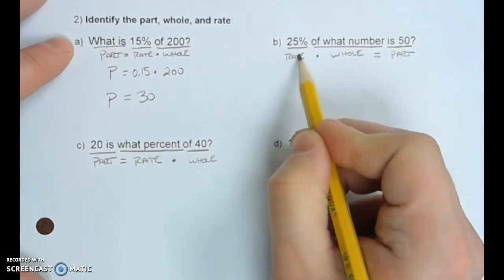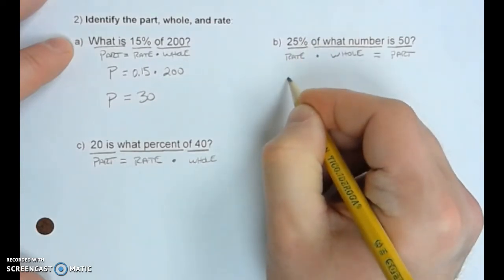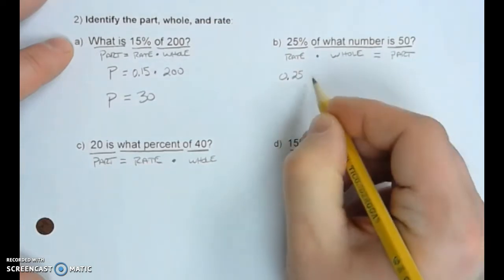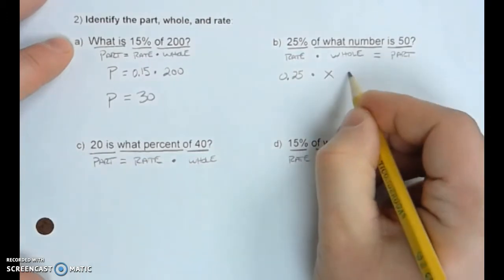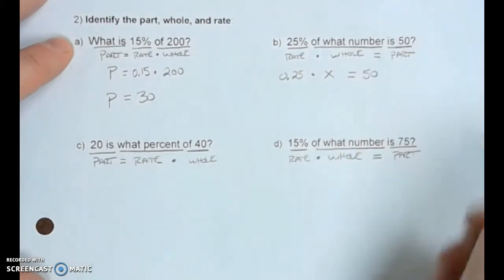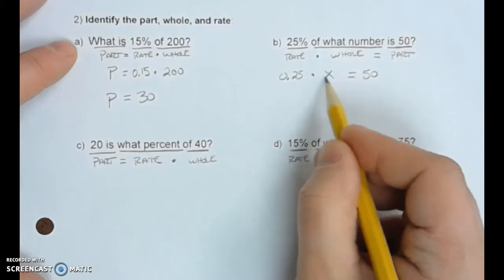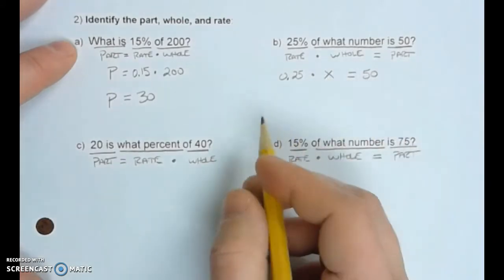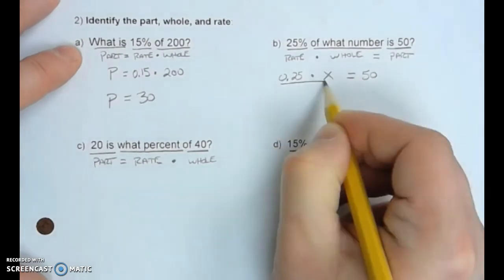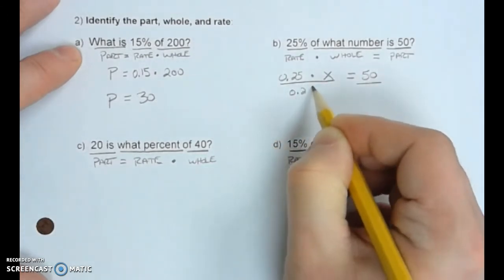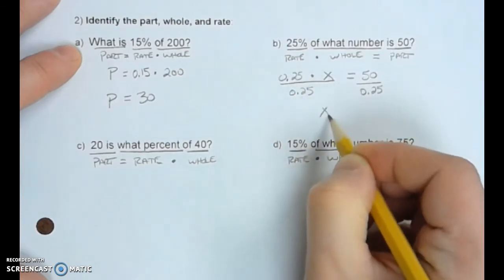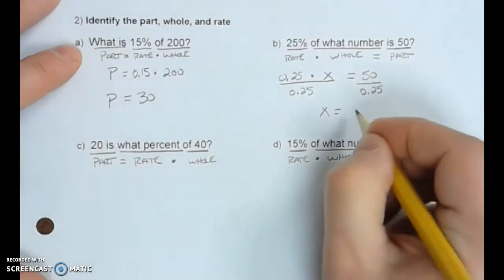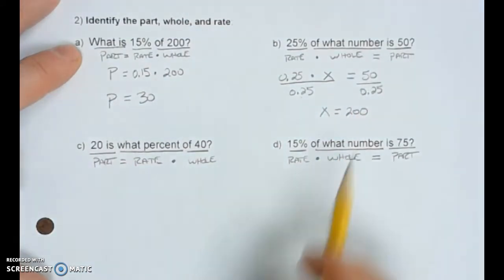In part B, again, part equals rate times whole. The rate, 25%, change that into a decimal. That's going to be 25 hundredths, times the whole value, which is unknown, and that's equal to the part, which is 50. So I'm trying to figure out what this value of x is. This is a one-step algebra problem. To get x by itself, we're going to divide both sides by the 25 hundredths. 25 hundredths divided by itself is 1, leaving us with x. 50 divided by 25 hundredths is 200. So the whole value in this case was 200.